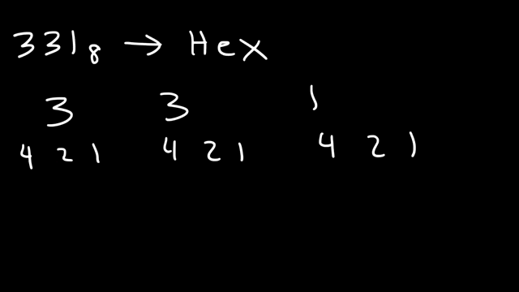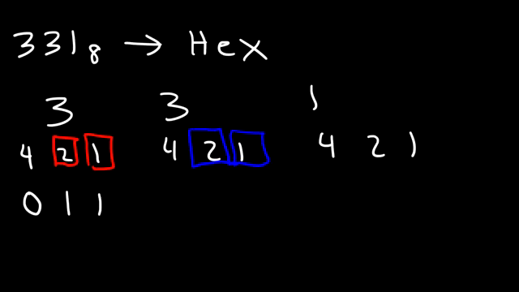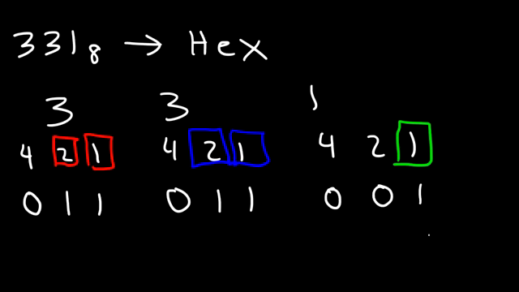So to get 3, we need to add up 2 and 1. So we didn't use the 4, let's replace that with a 0. We've used the 2 and the 1, let's replace it with 1. Now we have another 3, so we're going to use 2 and 1 again to add up to 3. And so we're going to have the same binary equivalent. 0, 1, 1 corresponds to 3. For the last one, it's just a 1, so we only need to use the 1. Since we didn't use the 4 and 2, let's replace that with a 0. And since we've highlighted the 1, let's replace that with a 1.